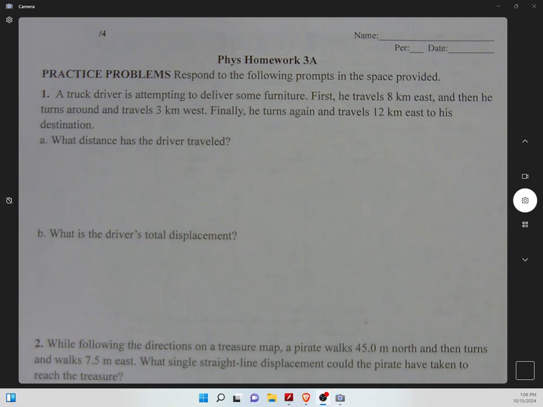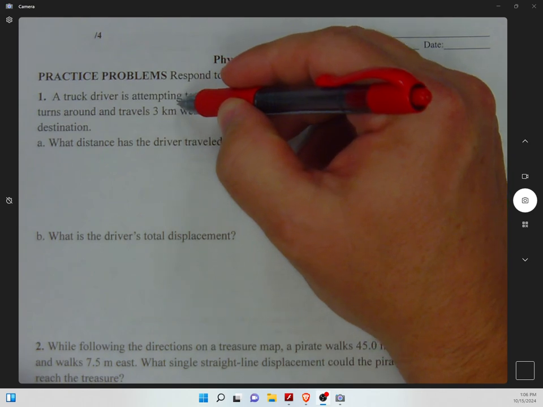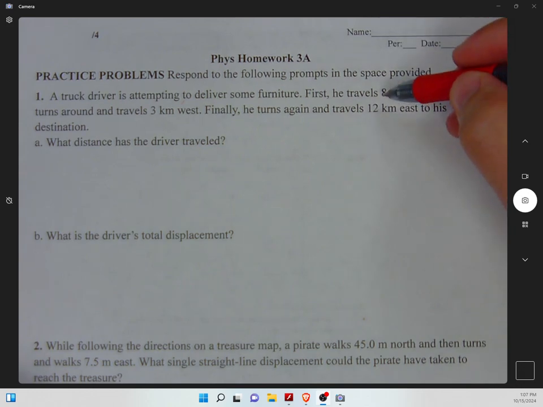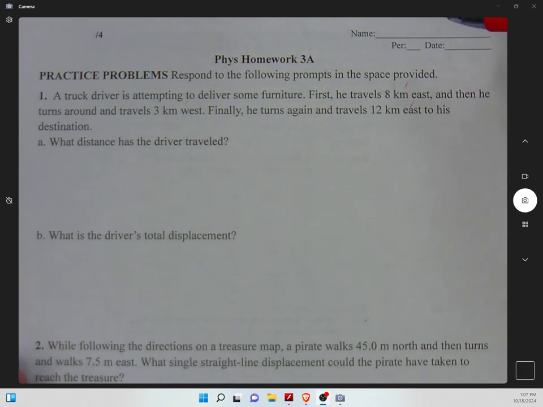Let's start going over this here. So, number one, a truck driver is attempting to deliver some furniture. That's fun. First, he travels 8 kilometers east, and then he turns around and travels 3 kilometers west. Finally, he turns around and travels 12 kilometers east to his destination. Now, what we have here is 3 different legs of a trip.